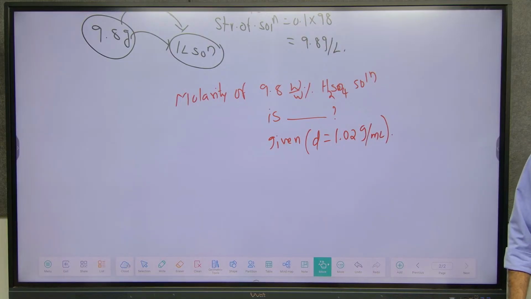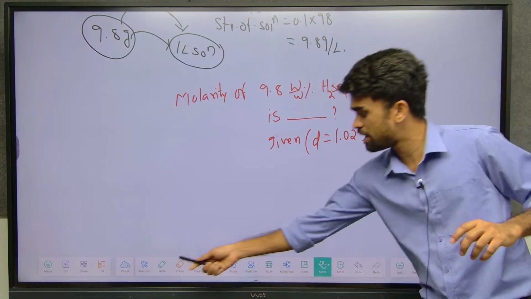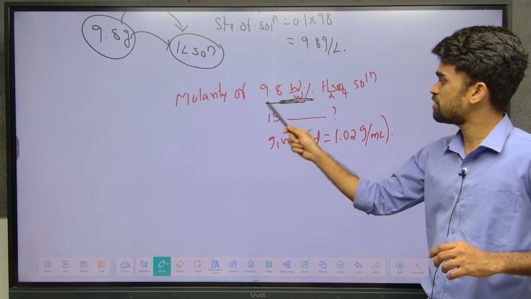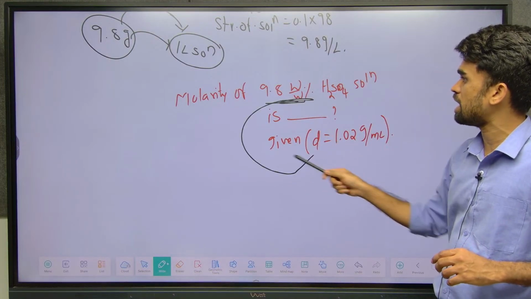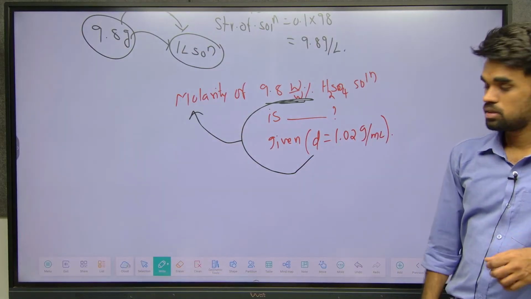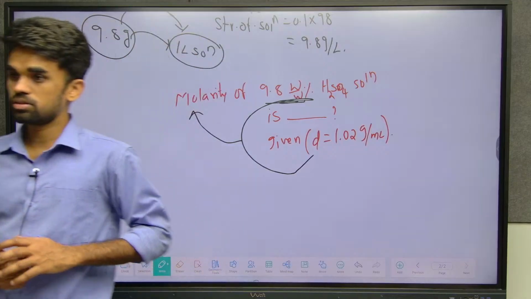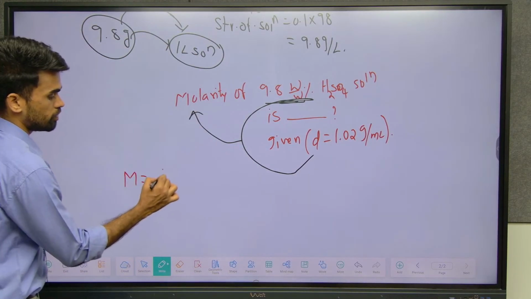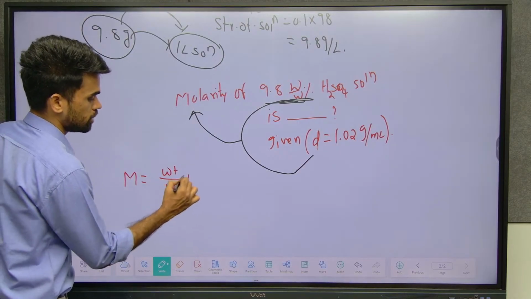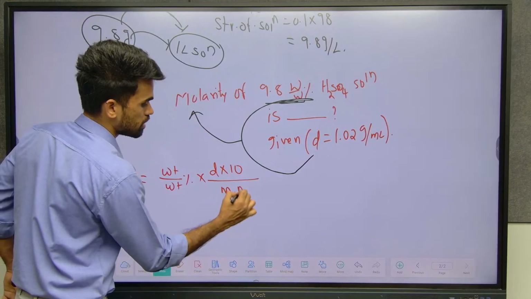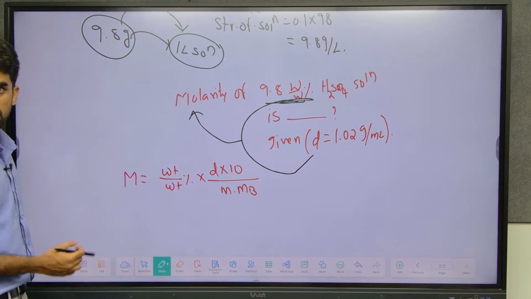Anyone? See what I am giving. What is the data provided? Weight by weight percentage. What is the relation between weight by weight percentage, density and molarity? That's it. So molarity equals weight by weight percentage into density into 10 by molar mass of that solute. This is the formula.